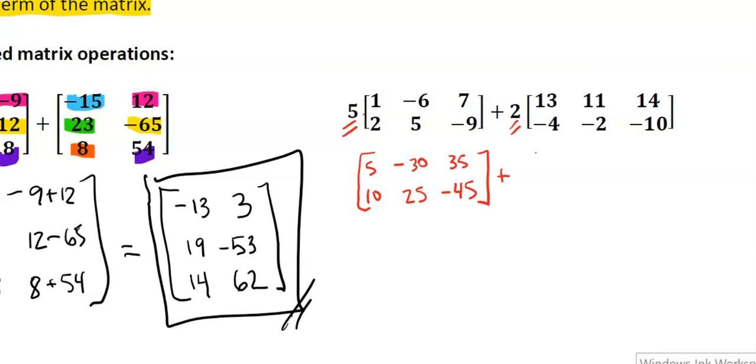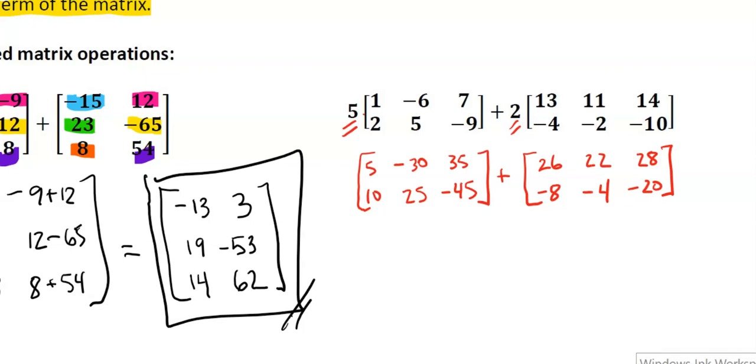2 times 13 would be 26. 2 times 11 would be 22. 2 times 14 would be 28. 2 times -4 would be -8. And 2 times -2 would be -4. 2 times -10 would be -20. And then I combine each of those parts.